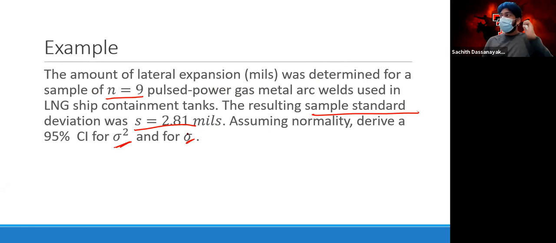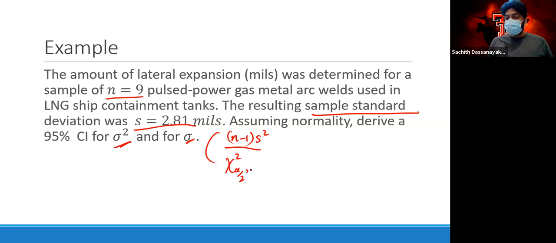So how do you get that? What is the equation? n minus 1 s squared over chi square alpha over 2, n minus 1, right? And this guy, n minus 1 s squared over chi square 1 minus alpha over 2 comma n minus 1.